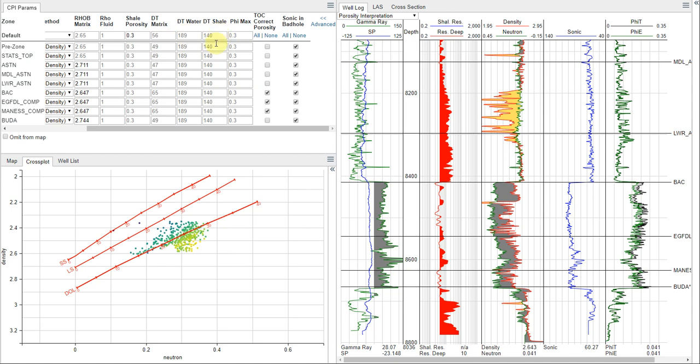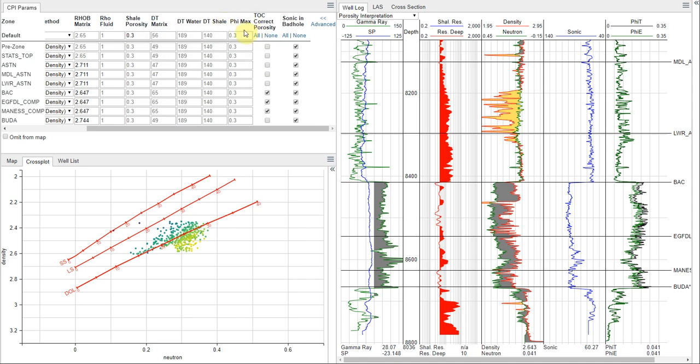For the first two, your matrix and water values, you can pull those out of a chart book. Those are values you can essentially look up. For your shale, you're going to want to set that parameter off of a cross plot. That's a value that can be affected by a number of things, including compaction, variations in lithology, etc. So it's important you get that set correctly early on.